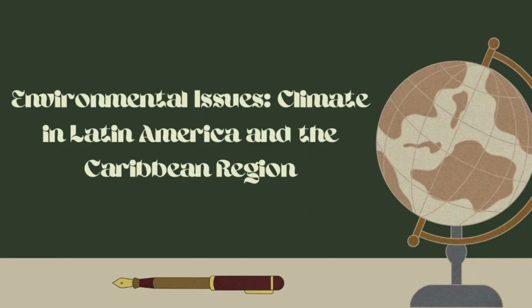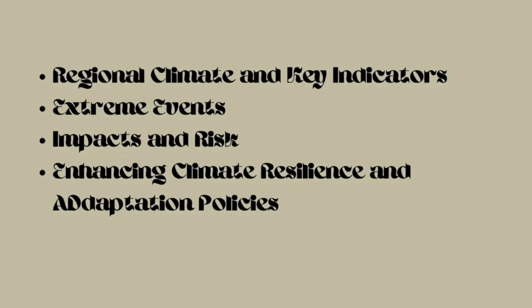We discussed the environmental issues, climate in Latin America and the Caribbean region. There are four learning outlines. First, regional climate and key indicators, which discussed the temperature, precipitation, and glaciers. Second, extreme events, heavy precipitation, drought, heat waves. It also highlights the impacts of changing climate on agriculture and food security, migration displacements, and deforestation. And last is enhancing climate resilience and adaptation policies.